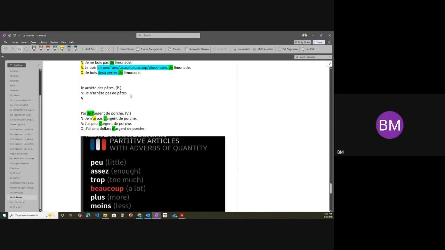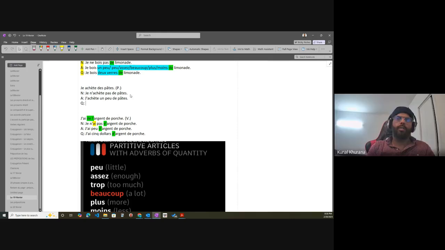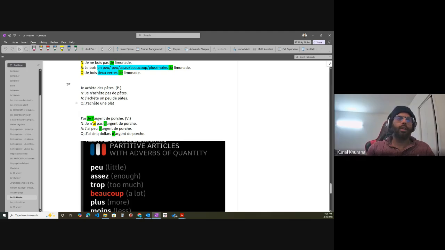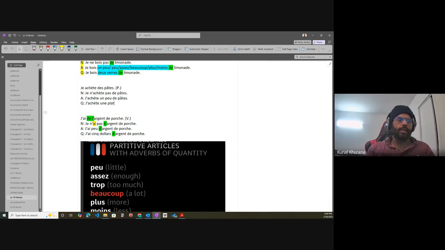Same with the adverb. J'achète beaucoup de pâtes. Same with quantify. J'achète un plat de pâtes.